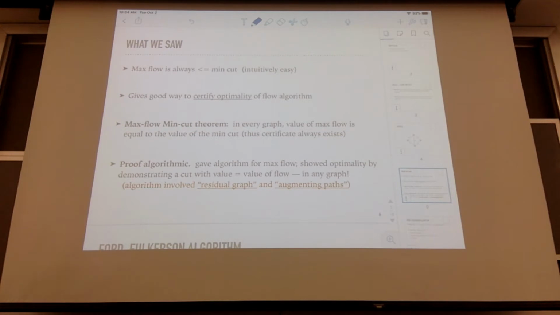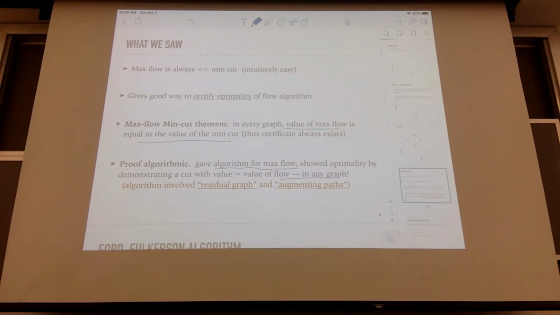In fact, for the algorithm we saw last time, we gave such a proof. So we gave an algorithm for max flow, and we showed the optimality of this algorithm by demonstrating a cut whose value is equal to the value of the flow. And we did this for any graph. In the process, therefore, we've proved the following theorem: in every graph, the value of the max flow is actually equal to the value of the min cut. So this is what we saw last time.